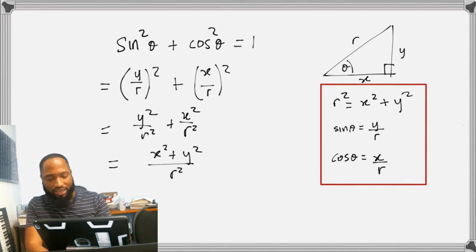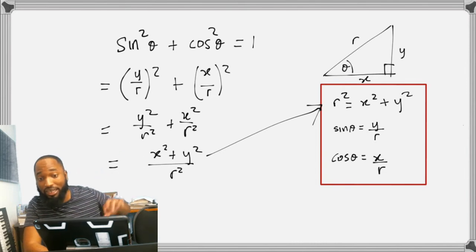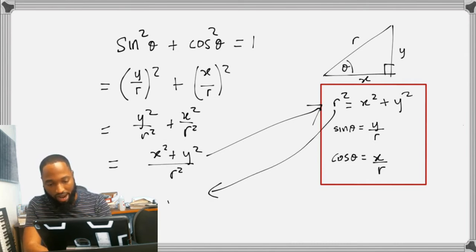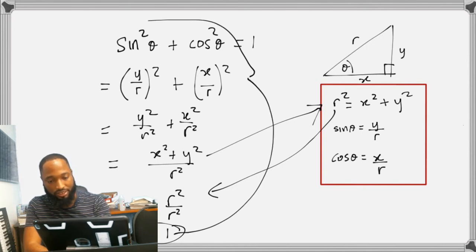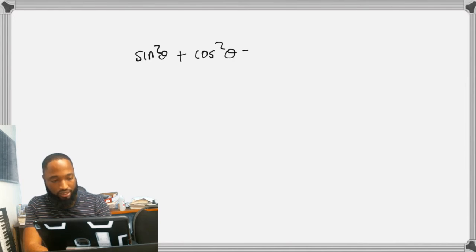This is the end of the line. You know why this is the end of the line? Because according to Pythagoras' theorem, R squared is the same as X squared plus Y squared. So you can substitute this X squared plus Y squared and say, instead of saying that, you can drop down R squared over R squared. And what is R squared over R squared? 1. But what is 1? 1 is the same as this. Sine squared plus cos squared. So that's how we get this major identity here. Sine squared theta plus cos squared theta is equal to 1.